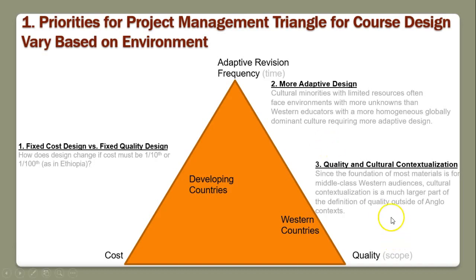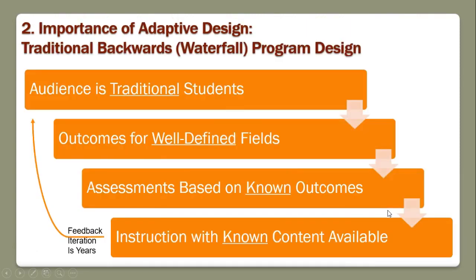And then the other thing is quality. Often quality is basically defined in terms of what middle-class Western audiences want. And how you define quality is often much more important in how it's contextualized. So, for example, you could have a world-class movie, and if it's not in a language you can understand, that's not going to help you, right? So that's just an example.